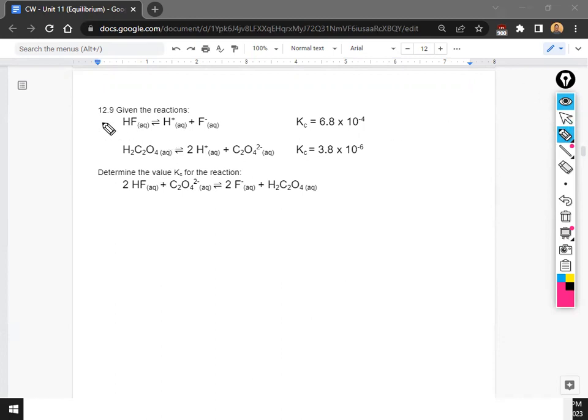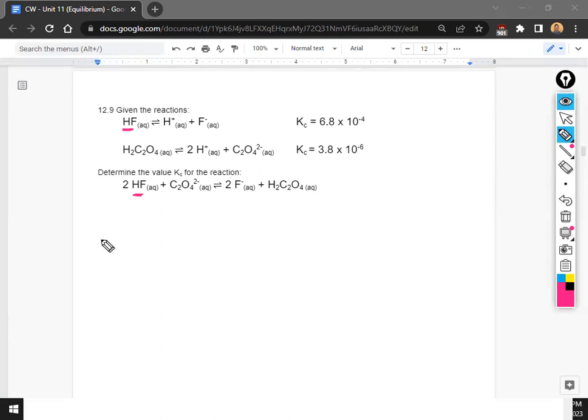What we want to do is combine these two equations in order to get this final equation right here. We're going to have to manipulate them a little bit. We can't just combine them together. Let's take a look at this final equation. It looks like we have HF on the reactant side, so we want to make sure we have HF on the reactant side. We have HF in the first equation, but we only have one. So what do we have to do to this equation in order to fit the final one?